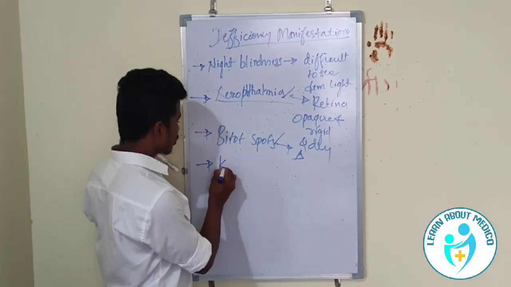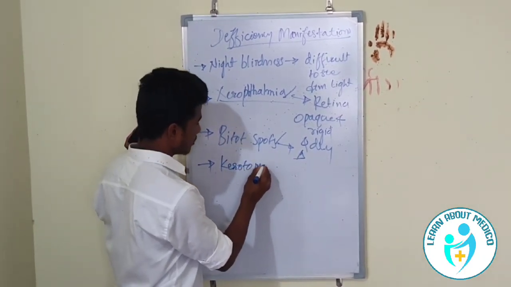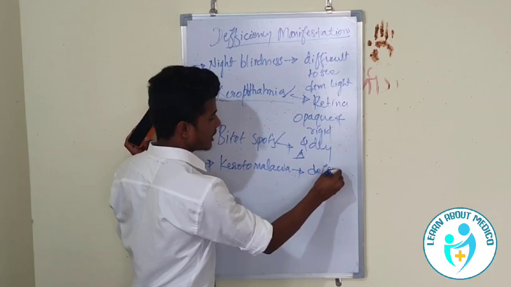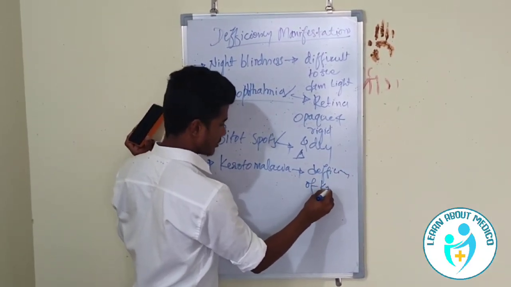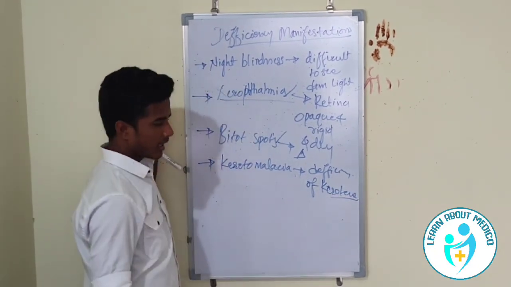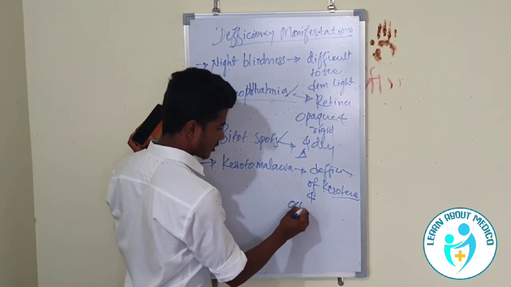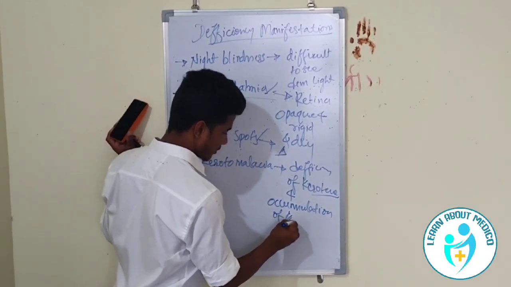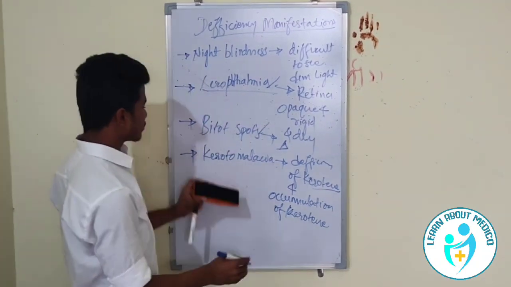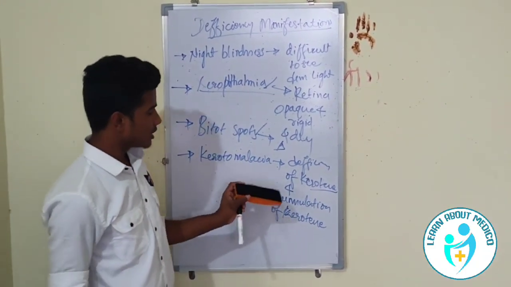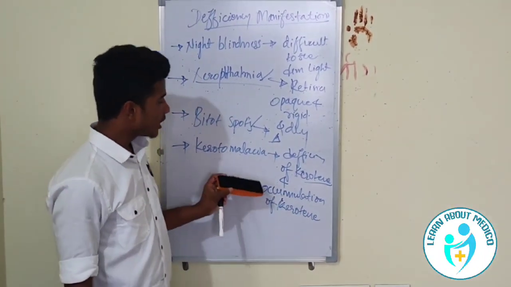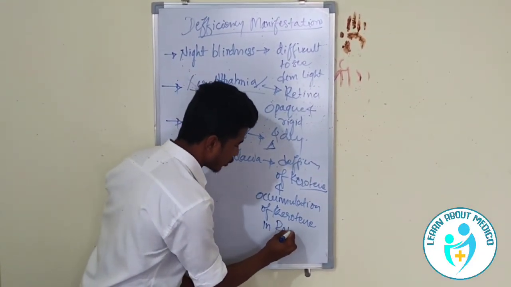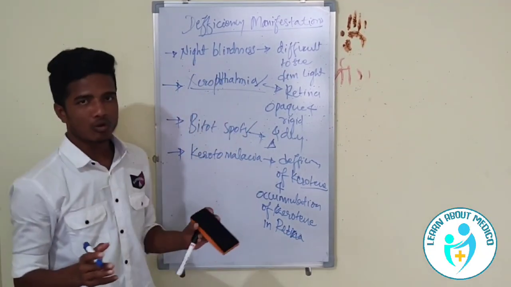The next one is keratomalacia. This occurs due to the deficiency of keratin and the accumulation of keratin. It is the condition where there is deficiency of keratin, and deposition of keratin in the retina. This condition is called keratomalacia. This is all about vitamin A.